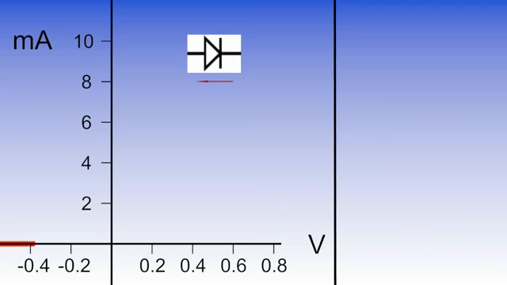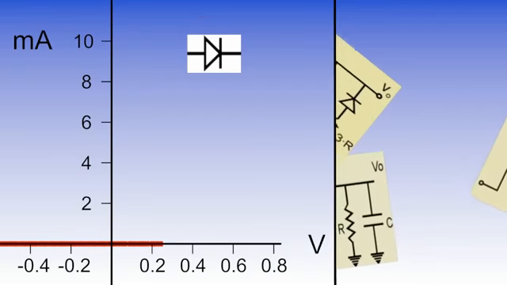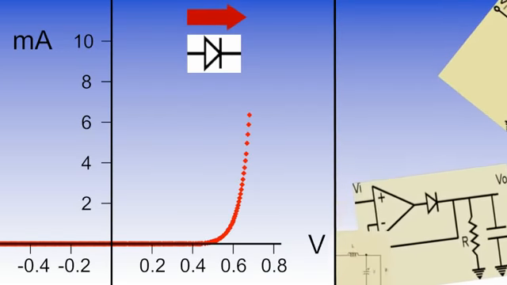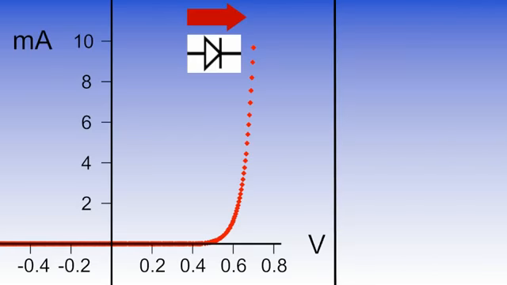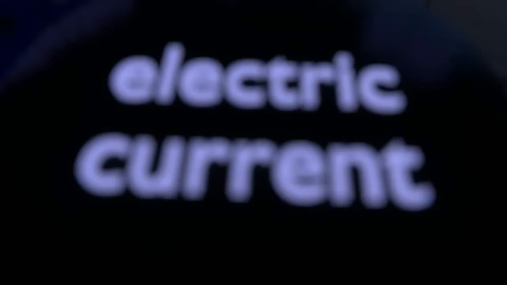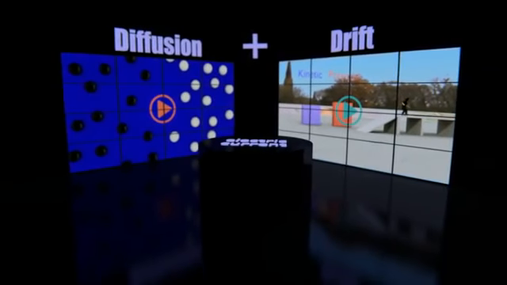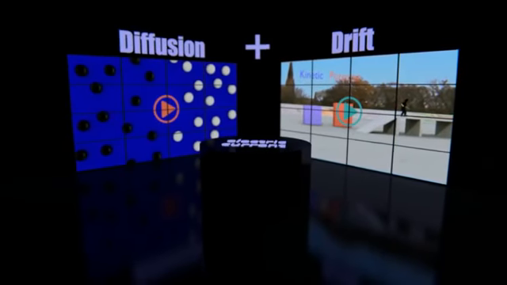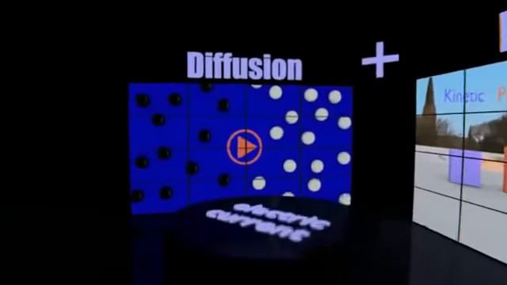The PN junction shows this asymmetric behavior. The current can flow in one direction, but not in the other. This is a peculiar behavior which enables a wide spectrum of applications in circuits. To understand this particular feature of the PN junction, we must consider two mechanisms that create an electric current: the diffusion mechanism and the drift mechanism.